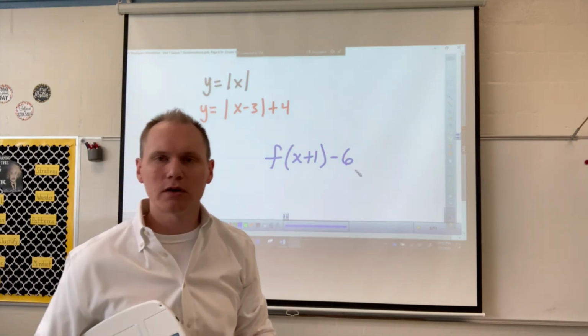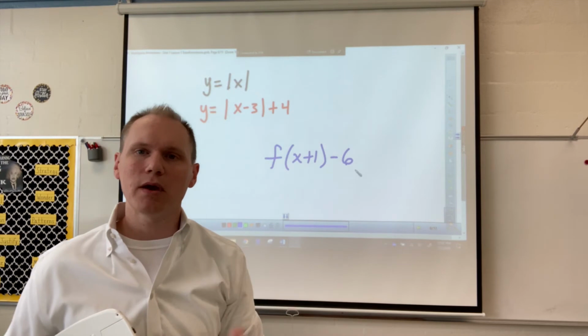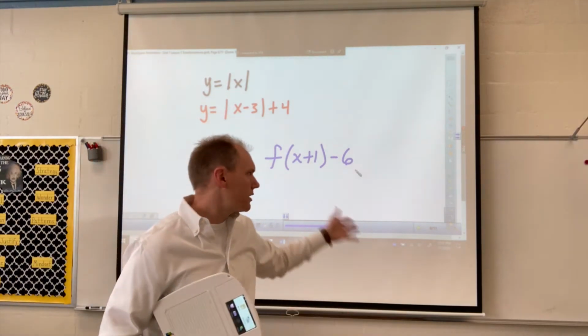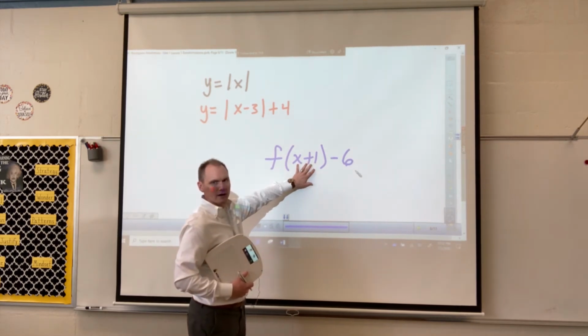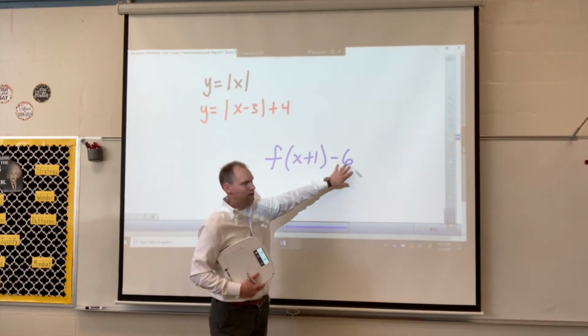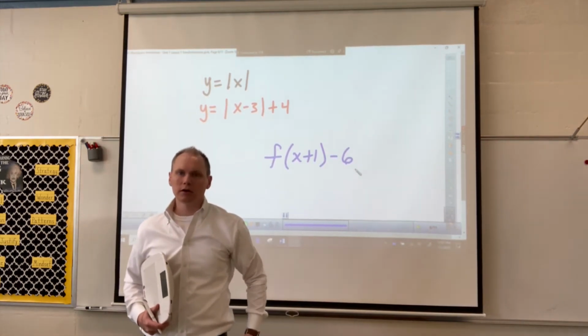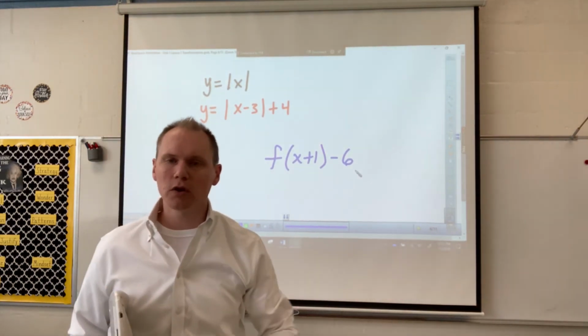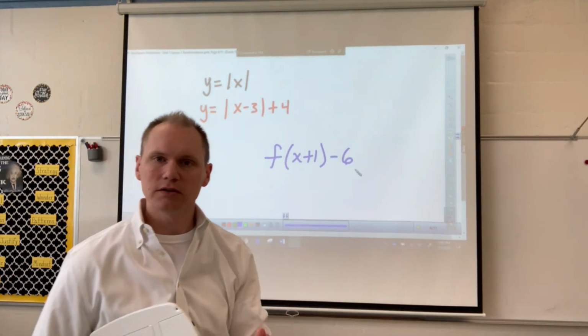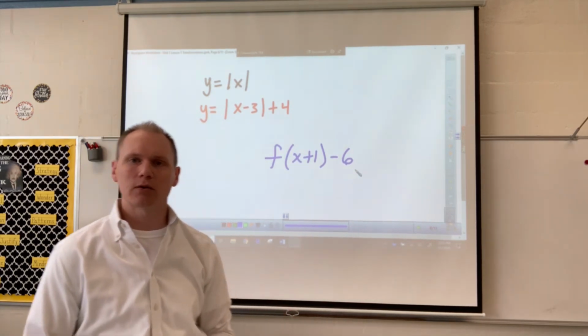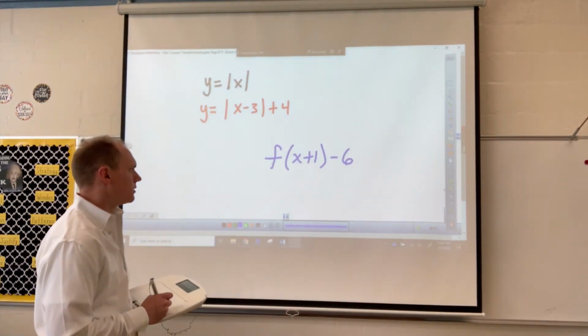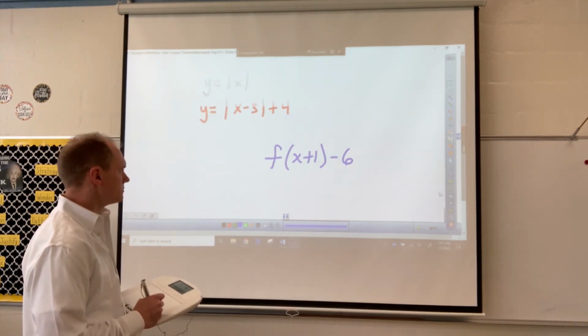Again, going back to what we said earlier, this applies to any function type ever. Okay, so we can think about it generally. This is going to shift the function left 1 and down 6. Okay, so translations are fairly straightforward in that the inside is kind of opposite of what we might think. We're undoing things. And the outside is exactly like we might think in terms of the vertical position.